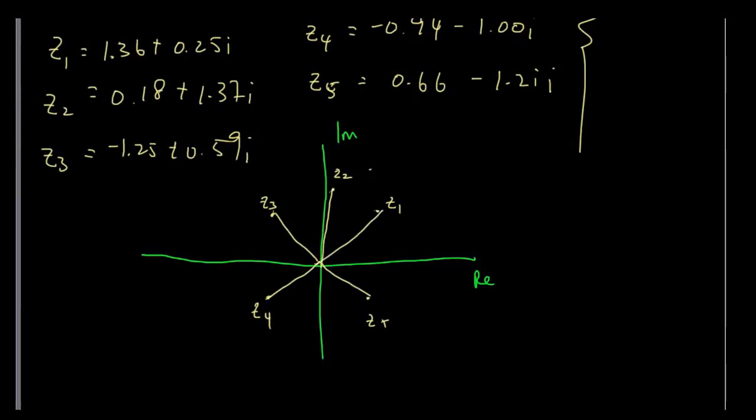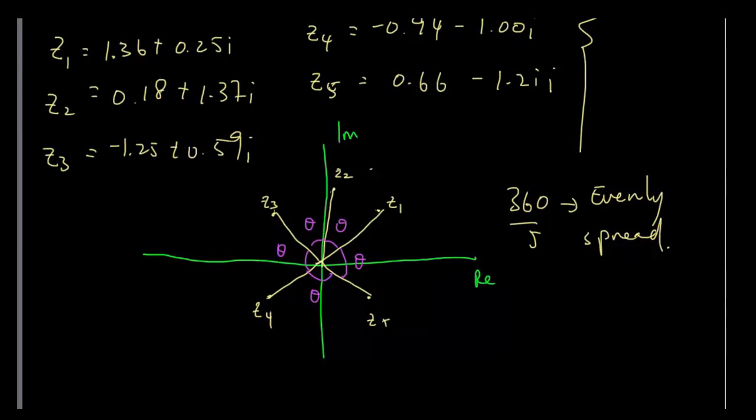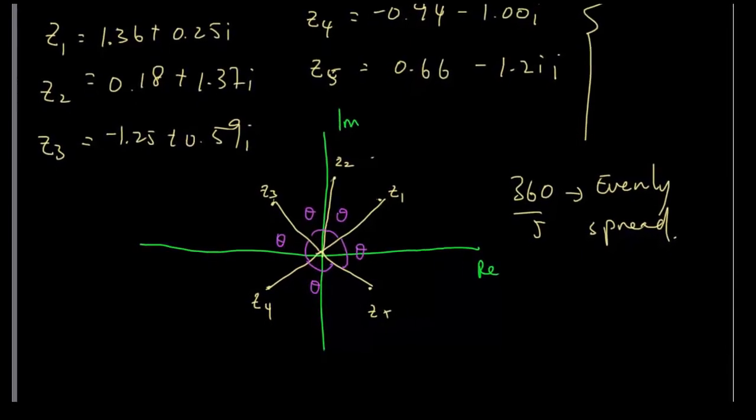will all have the same angle between them. So this angle and this angle and this angle, they're all the same. That means that they're spread out by 360 over 5. So each root is 360 divided by 5 degrees apart, and they're evenly spread. So that's one cool little feature about De Moivre's theorem: the roots are evenly spread out on the Argand diagram.